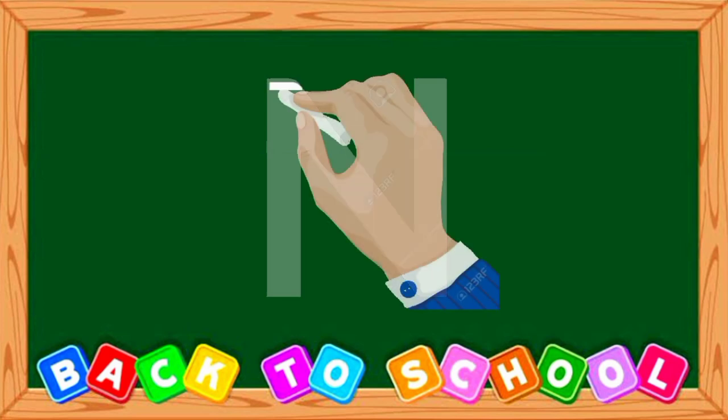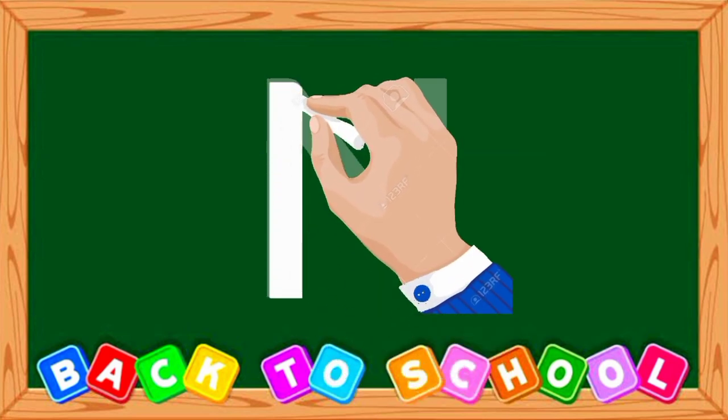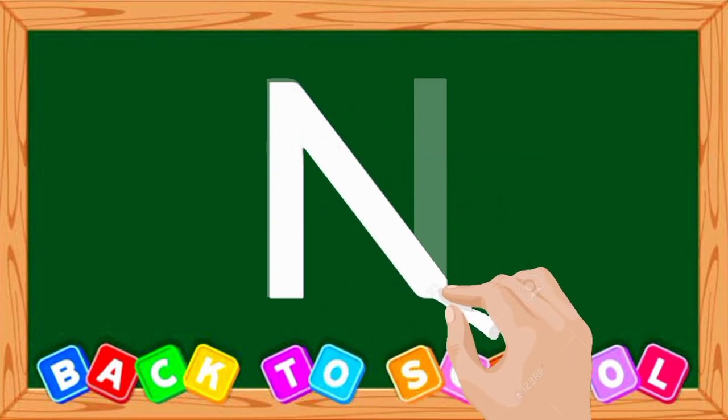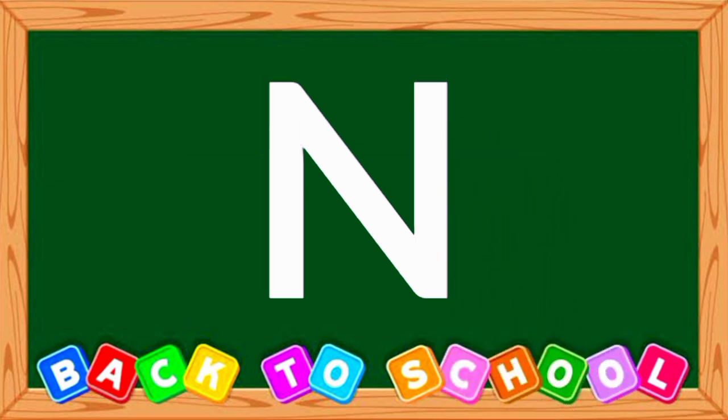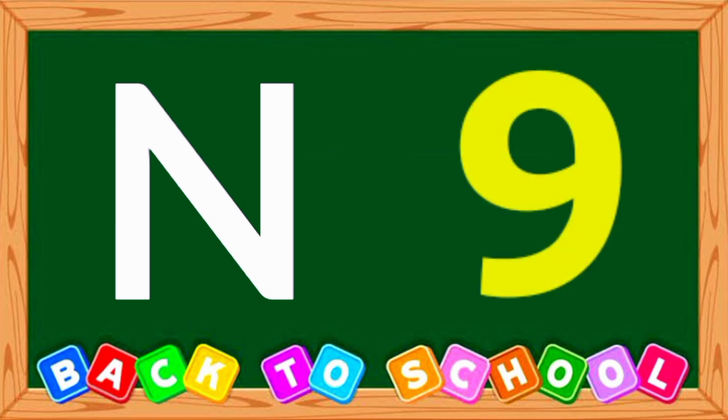Letter N. One standing line and a slanting line towards the bottom and one standing line to the top makes my letter N. N says N. N as in nine.